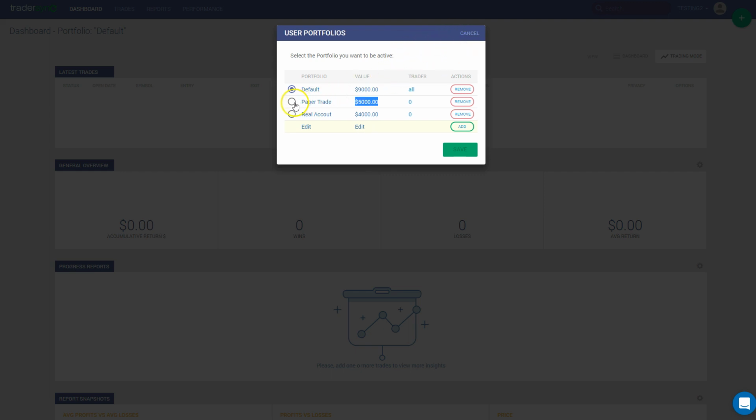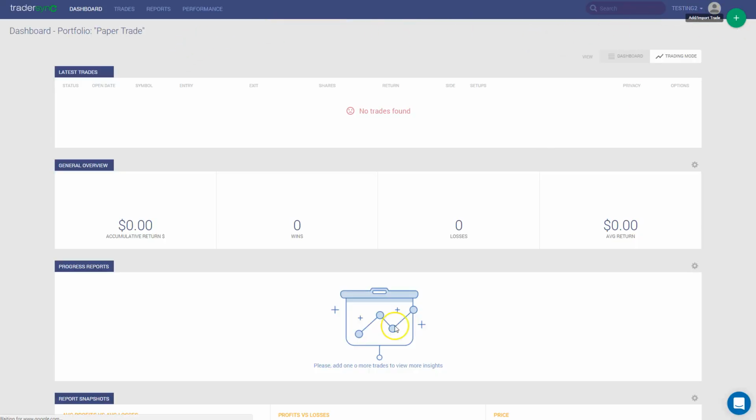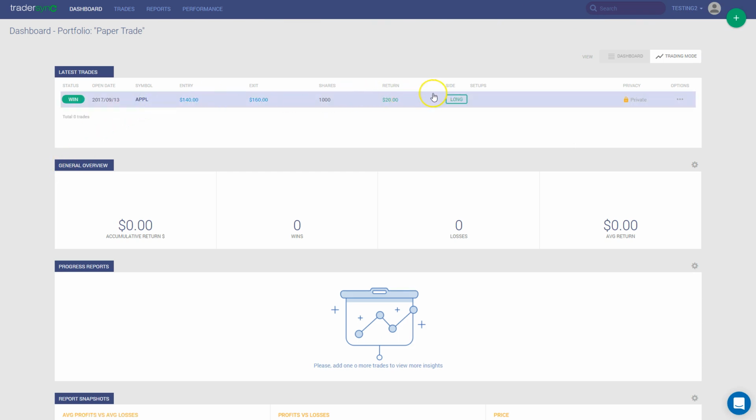Okay. So now I'm going to go into my paper trade portfolio. That's how I switch between portfolios. And then I'm going to add a new trade here. Okay, there it is. I have added this new trade under this paper trade portfolio.